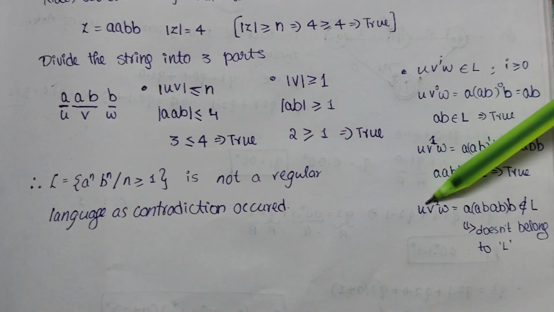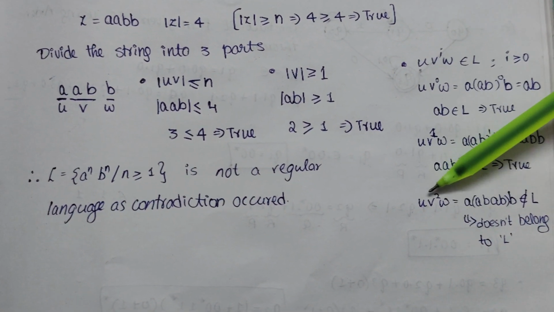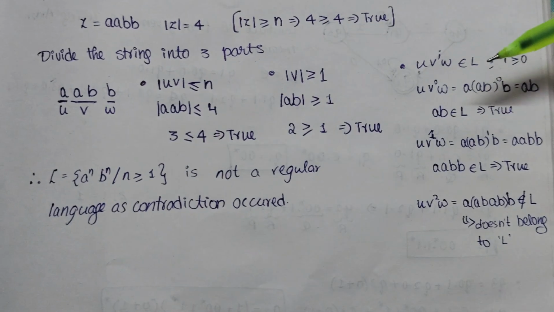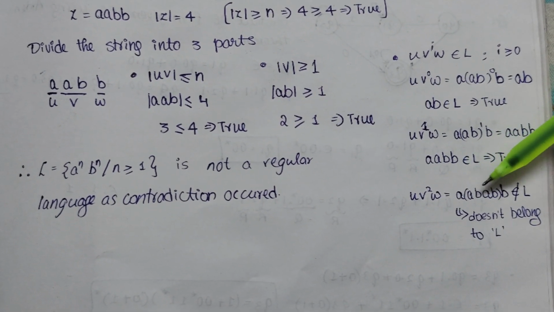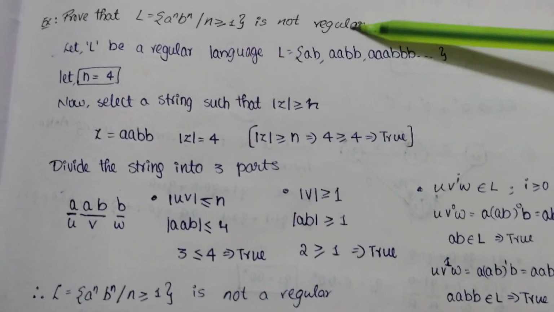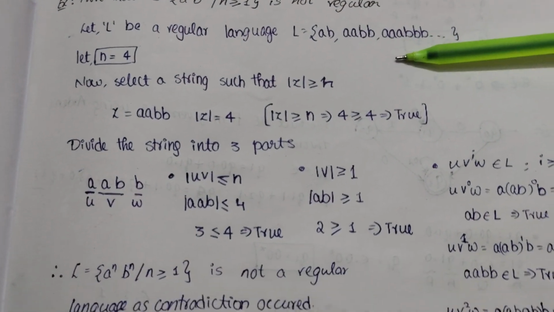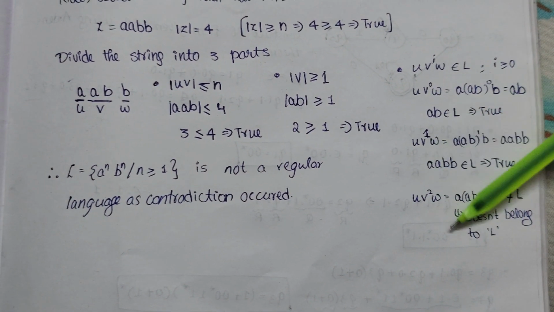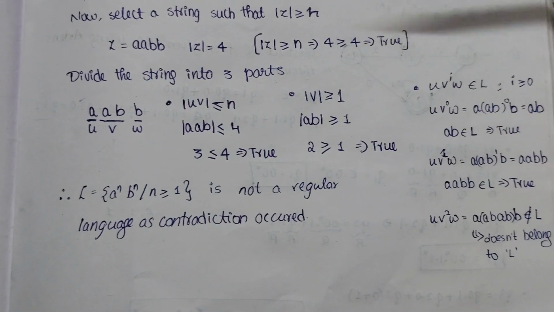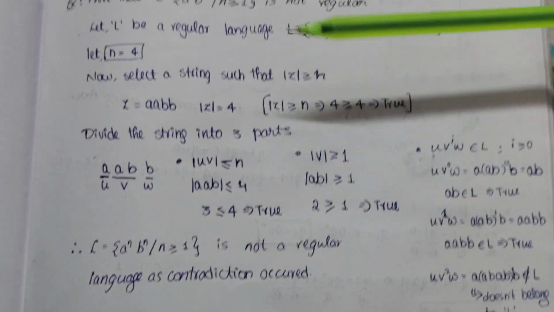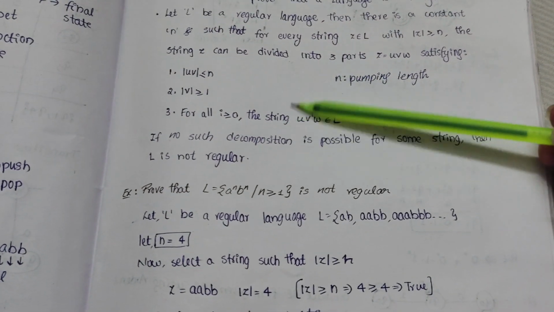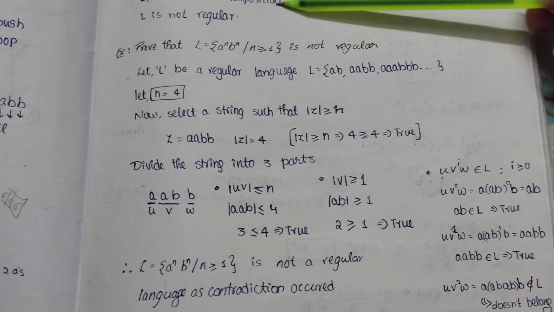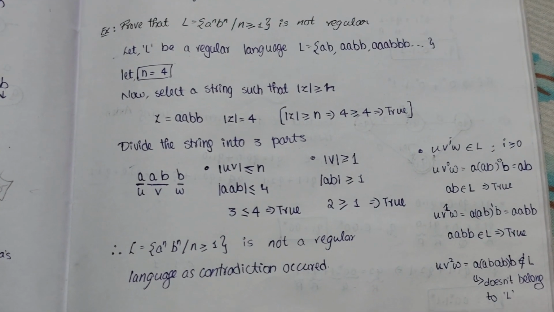So true. Now let's take v^2. (bb)^2 would be bbbb, so we get abbbbb. Does it exist in our language? No, it doesn't exist. This condition failed. So it means a contradiction occurred and the given language is not regular. So using these three conditions, we have proved that our language is not regular. Thank you.